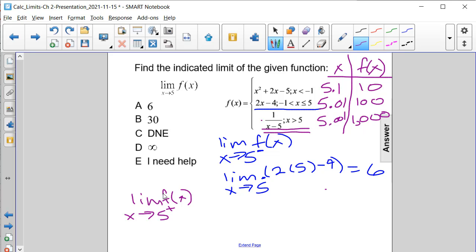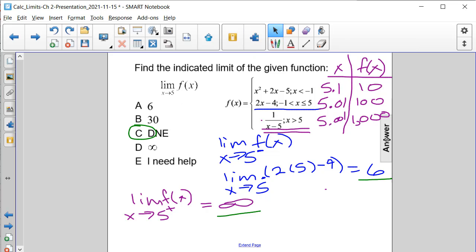So we can see the limit of f of x as x approaches 5 from the right is equal to positive infinity. And since these two limit values are not the same, the limit of the function f of x as x approaches 5 does not exist, or answer choice C.